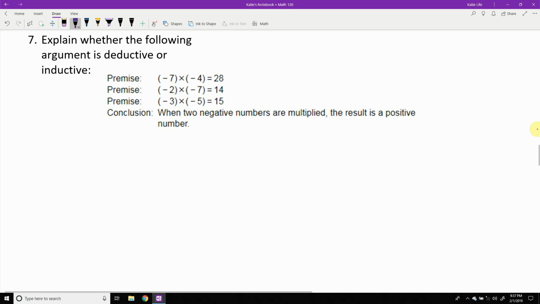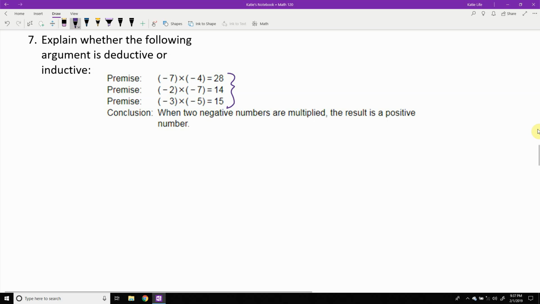This is a very clear setup of an inductive argument. Why? Because the premises themselves are very specific examples, right? I didn't utilize all possible negative integers, right? There's only 3 listed here, and in fact, they are all single-digit negative integers.